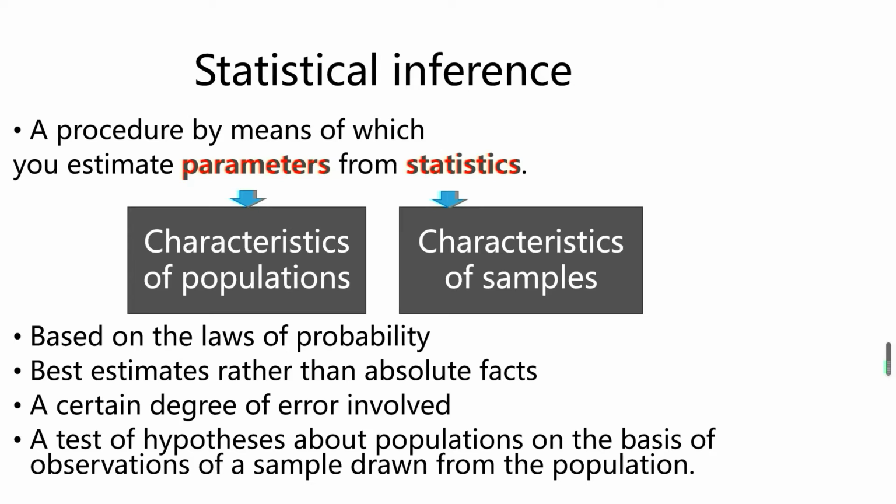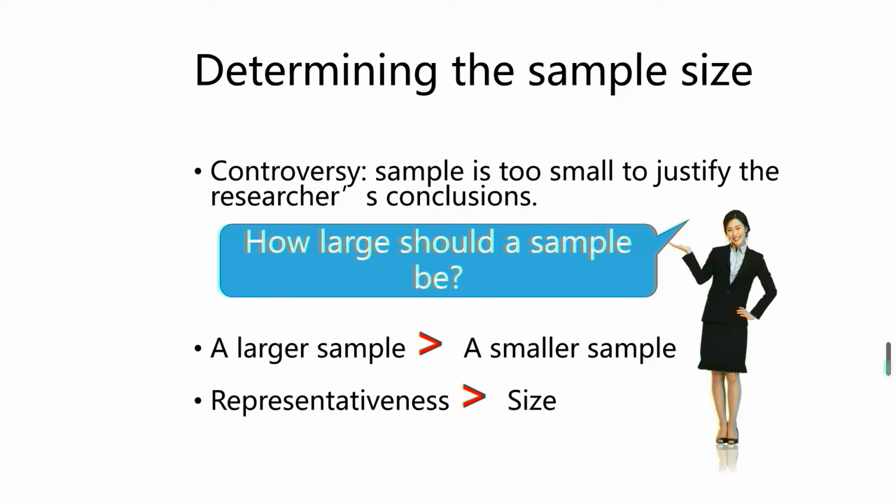Statistical inference is a procedure by means of which you estimate parameters from statistics. Parameters are characteristics of populations, while statistics are the characteristics of samples. Such estimations are based on the laws of probability and are best estimates rather than absolute facts. In making any such inferences, a certain degree of error is involved. Inferential statistics can be used to test hypotheses about populations on the basis of observations of a sample drawn from the population. Now we have a clear understanding about sample.